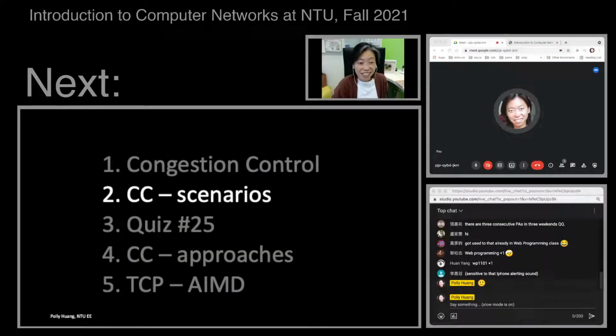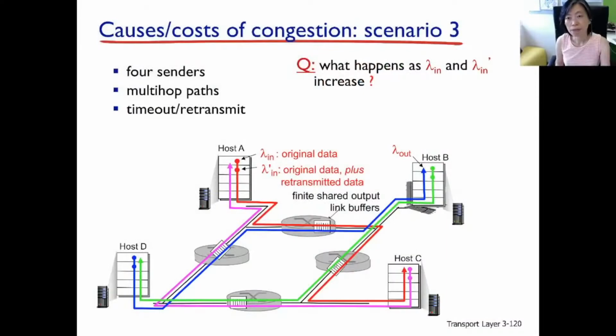And now scenario number 3. You'll be shocked. It can be worse, much worse. So this video, 5 minutes, is slightly shorter than scenario 2. If you think scenario 2 is bad already, where we do more work, lambda in prime increasing, but lambda out increases at the beginning and saturates toward the end, so beyond a certain point, the more work you do, you don't get more results.